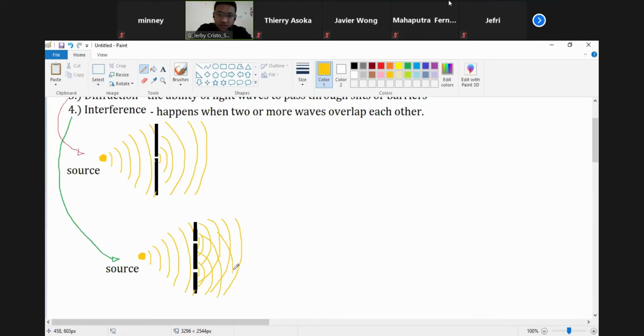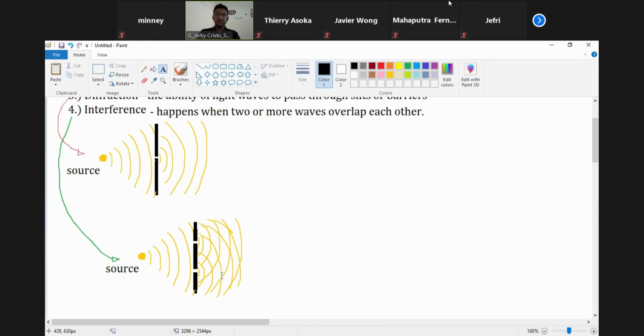And as you can see in the diagram, because of the diffraction in each slit, there are certain points where the wave fronts intersect, and that's the overlapping of the waves. So those portions are describing some overlapping, and we call that interference.